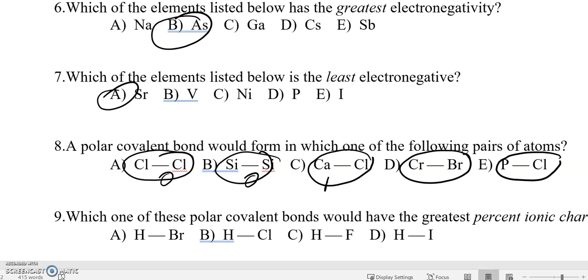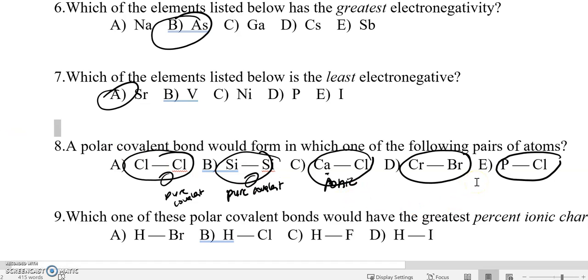Here's a 0. This is an ionic compound, right? The difference is going to be more than 2. This is ionic. This is nonpolar, so it's going to be pure covalent. This is pure covalent. All right, and then here, chromium is 1.6, bromine is 2.8. The difference is going to be 1.6, right? Actually, it's going to be 1.2.